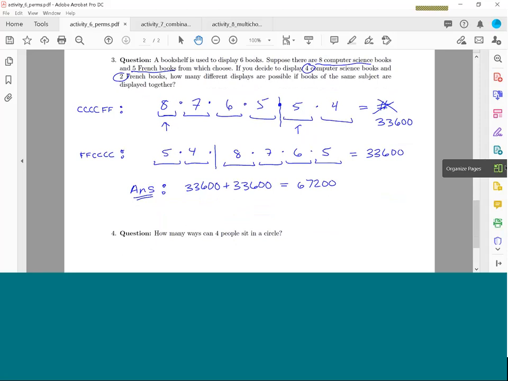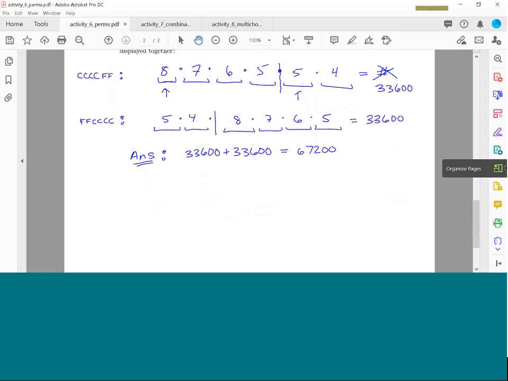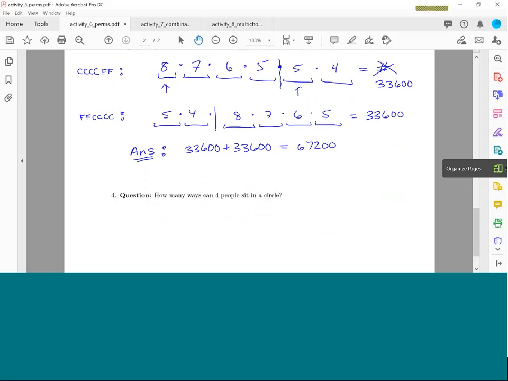But we did have one last question here that dealt with this question number 4 that talks about putting people in a circle. Now, when you put people in a circle, it is similar to what we have been doing, but a little bit different.